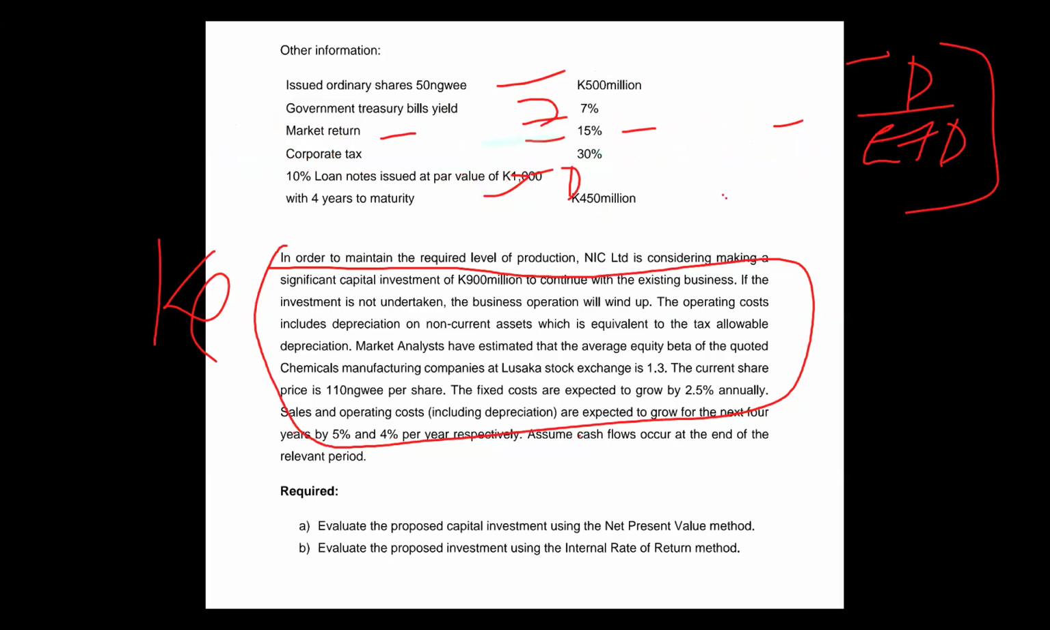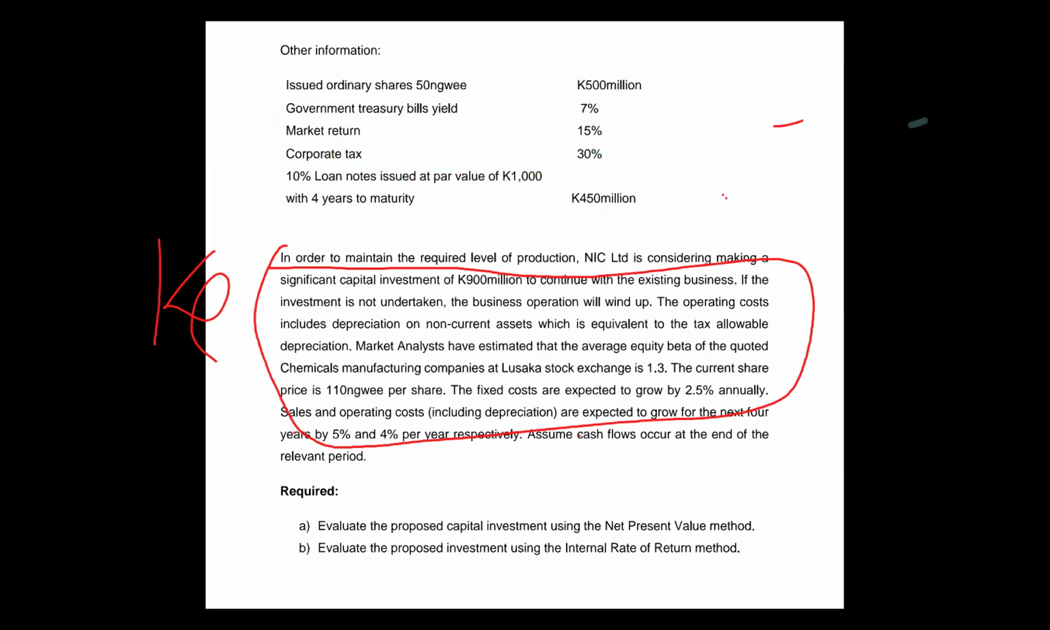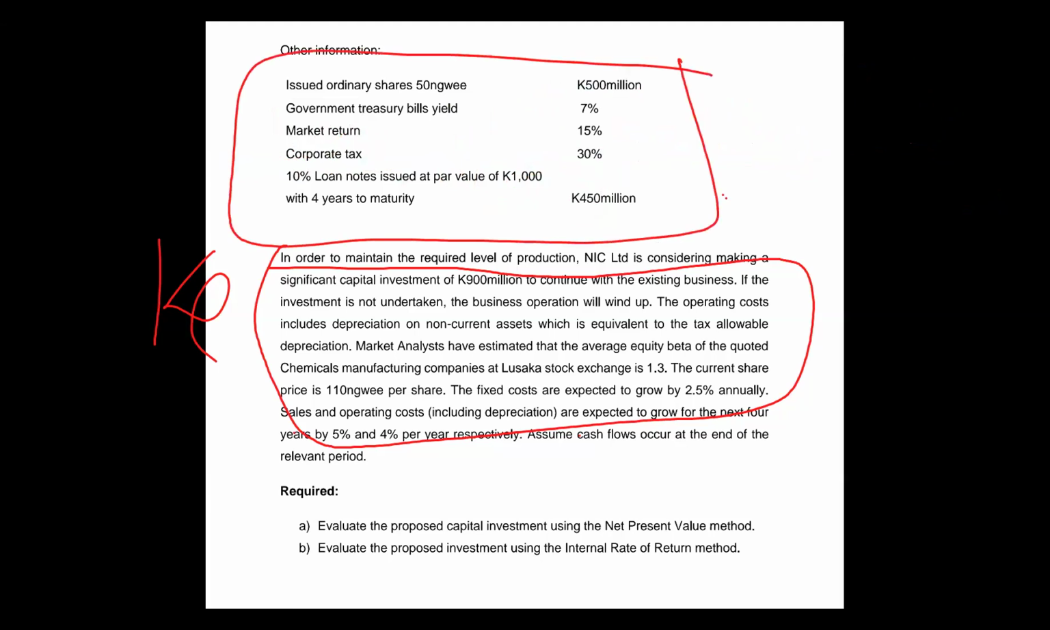Why am I reading the whole thing? Not the whole thing. Just look at the information you're given in the question. You have information here, and some information somewhere else. When you look at this information, what model can you use to find the cost of it? I think we are using the capital asset pricing model. Okay, so we are using the capital asset pricing model.